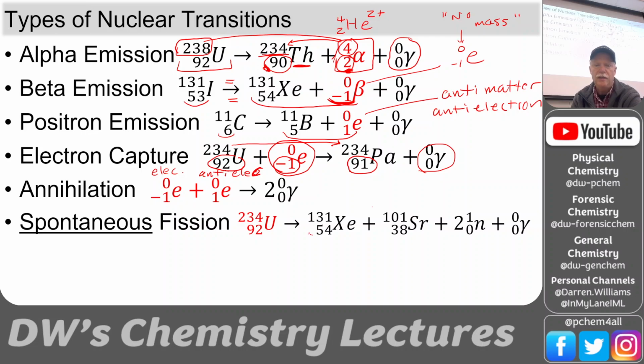It can spontaneously break up into a variety of elements. So it's not only xenon and strontium, it's anything that adds up to 92. So 54 and 38 add up to 92. You can pick any two numbers that add up to 92, and you'll get those two daughter elements from spontaneous fission.